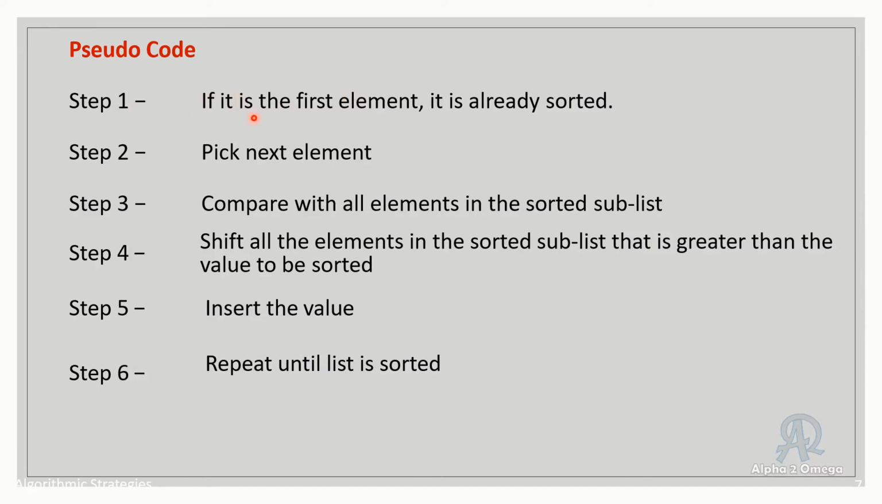So step 1, first you have to go with the first element. It is already sorted. Now pick the next element. Compare with all elements in the sorted sublist. Shift all the elements in the sorted sublist that are greater than the value to be sorted. Insert the value, repeat till the list is sorted.